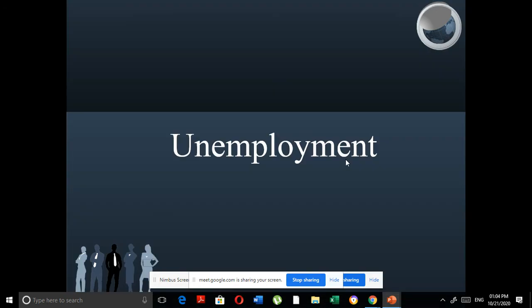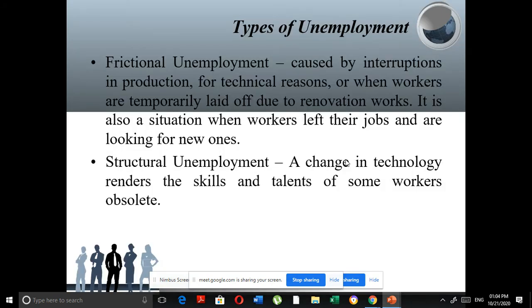And we start with unemployment. Unemployment is one of the main variables in macroeconomics. The word unemployment, you can say joblessness. You understand this? Unemployment, joblessness. I think you studied it at school before, yes? What does it mean, unemployment and types of unemployment?